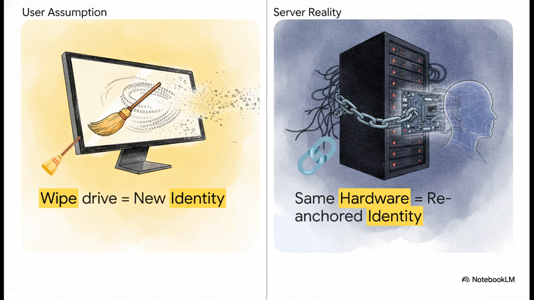But the server reality is a completely different story. When that fresh installation makes its first internet contact, Windows derives a hardware identifier from your physical components, like your motherboard, and auto-activates your digital license. The server instantly sees the new GUDID co-observed with the exact same hardware activation hash. Bam! Your new identity is immediately re-anchored right back to the old one.